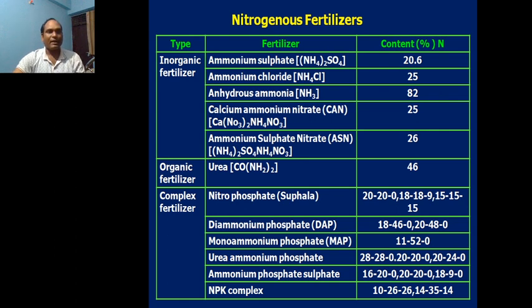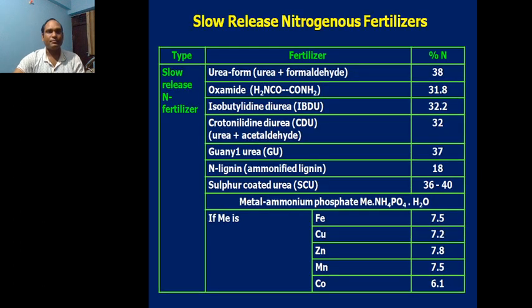There are inorganic nitrogenous fertilizers, organic nitrogenous fertilizers, and complex fertilizers, and their nitrogen content are described in this tabular form. Besides this, there are slow release nitrogen fertilizers also, such as urea form oxamide, isobutylidene diurea, crotonylidene diurea, guanyl urea, sulfur coated urea, neem coated urea, and metal ammonium phosphate product. This type of product are also available.